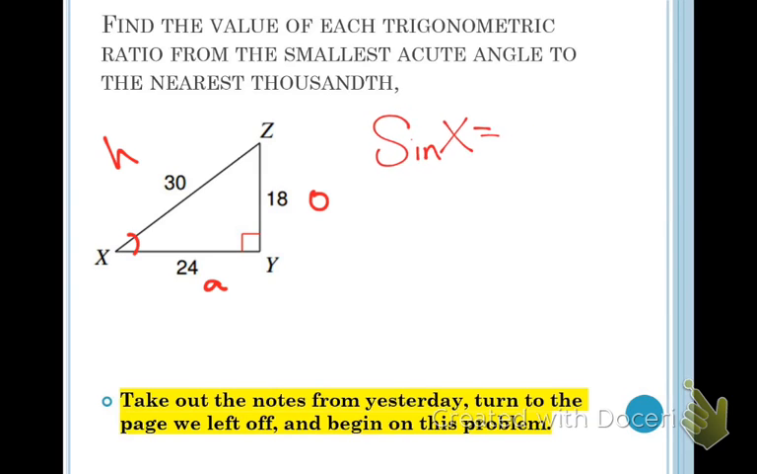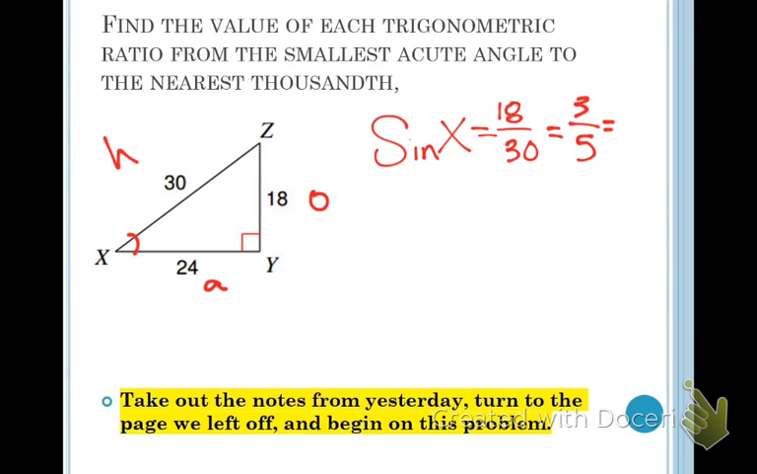So what's my opposite? 18. 18 over my hypotenuse. 30. On your quiz, you leave it as a fraction. So just to refresh your memory, do we reduce fractions? Yes. That's correct. What is 18 over 30 reduced to? 12 over 15. Divide by 6. 3 over 5.